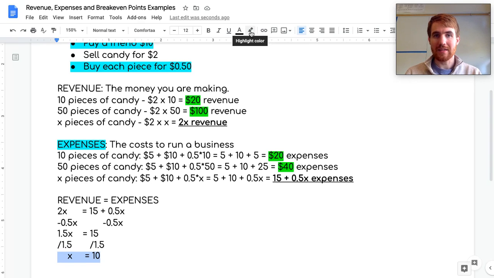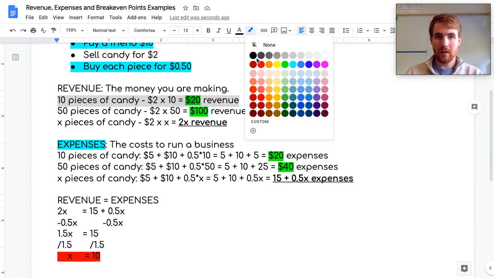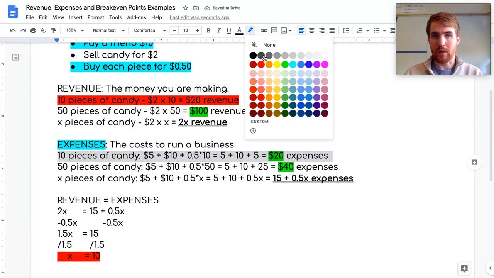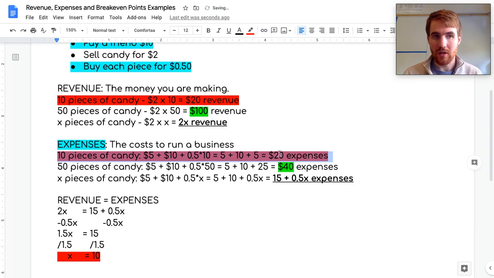And in fact, this is exactly what you can see above. When we had 10 pieces of candy, we had $20 in revenue, and we had $20 worth of expenses. So when we sold 10 pieces of candy, we were exactly even. We hadn't lost any money, we hadn't made any money. So that's why 10 pieces of candy in this example is the break-even point.